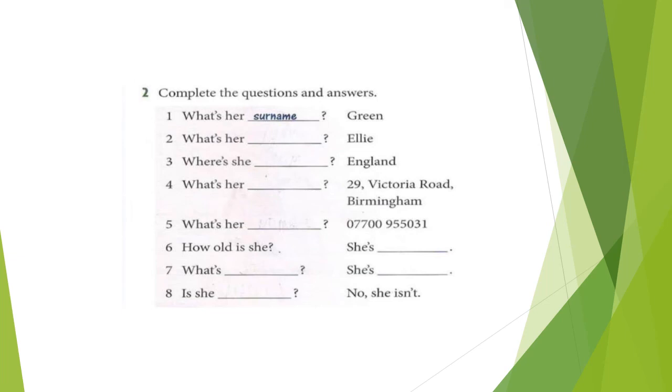She's 20 years old. 7. What's her job? She's a student. And 8. Is she married? No, she isn't. So we can see students, they are easy questions.